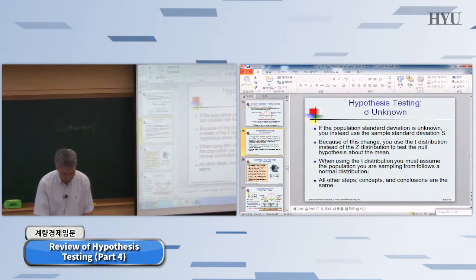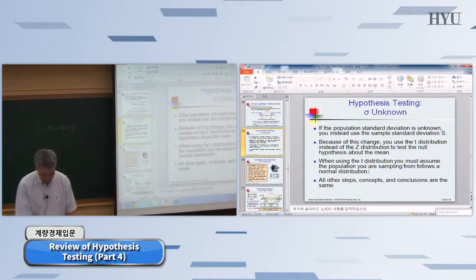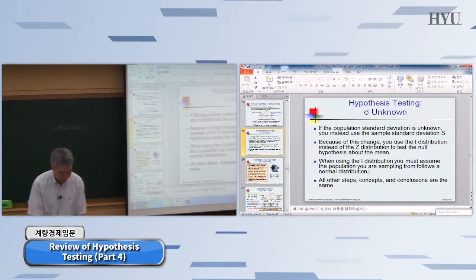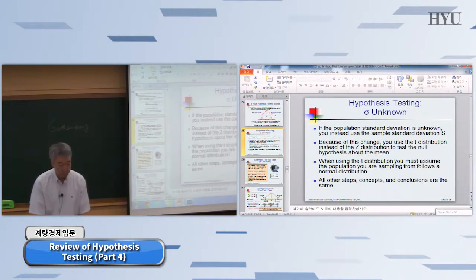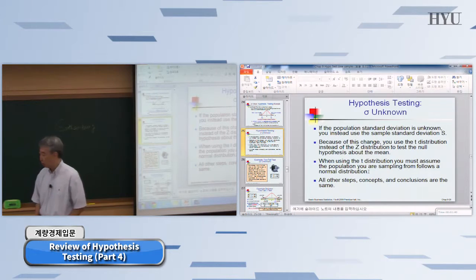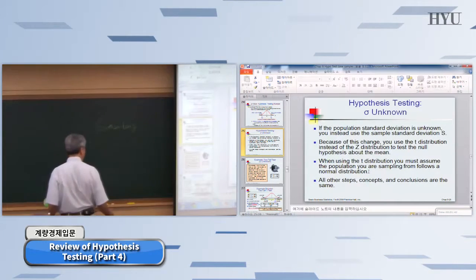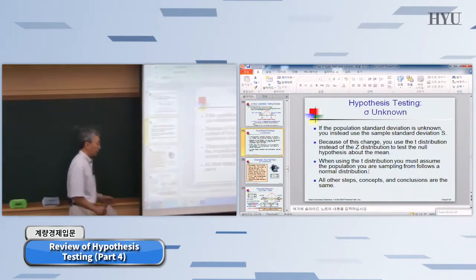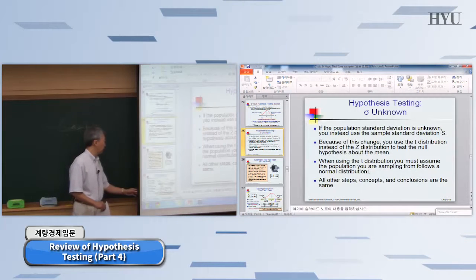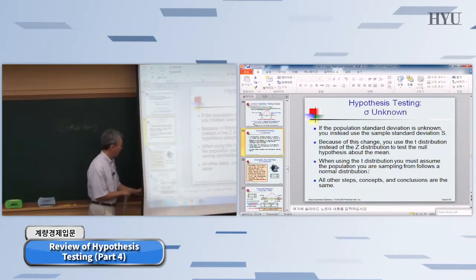But the trouble is, we don't know the actual shape of the population distribution, right? So what can you do? If you have no idea, you have no reasonable ground to assume that the population is normally distributed, right?